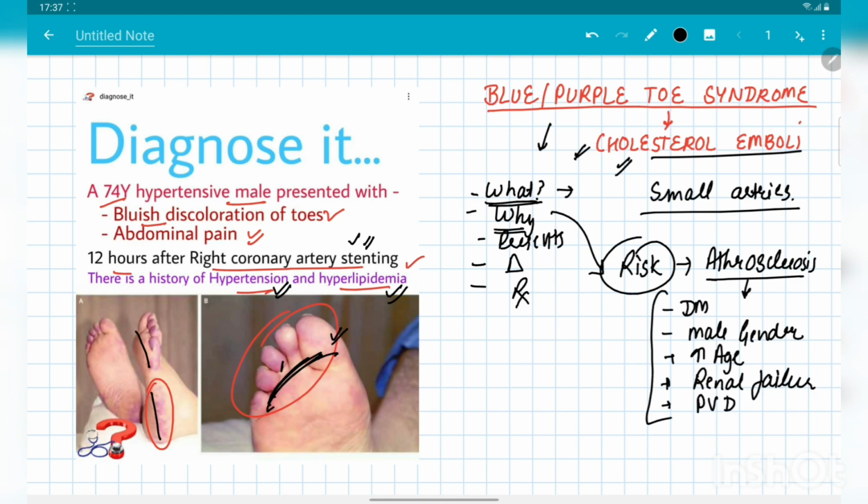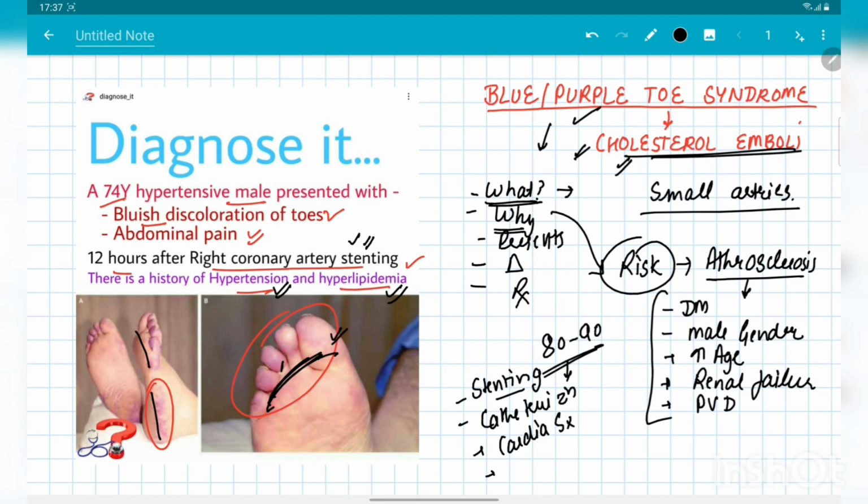So these are the risk factors, and let me tell you, in around 80 to 90% of cases, blue toe syndrome or cholesterol embolization develops after some kind of procedure. The procedures include cardiac and vascular procedures like the stenting that occurred in this case, catheterization, cardiac surgery like valve replacement surgeries, and vascular surgery like endarterectomy. Sometimes even after trauma, the plaque gets dislodged and blue and purple toe syndrome develops. So this is our why.